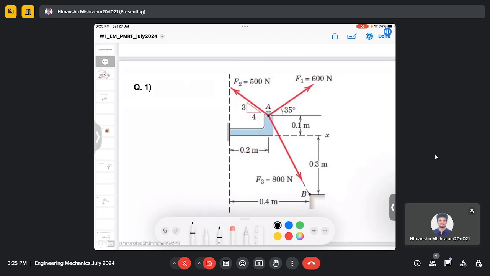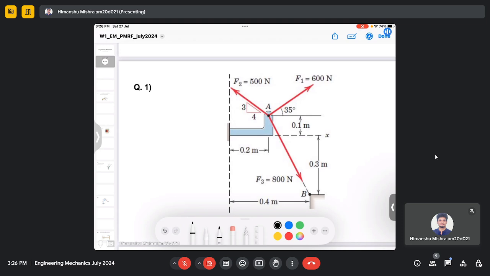In this problem, we are given three different forces, F1, F2 and F3, and we need to calculate the components of these forces. Now we will see how to find the components of these forces in different ways. There are different ways mathematically, but the concept is the same in all the methods. It's just that mathematically there are different ways to calculate it. Overall the concept is the same.